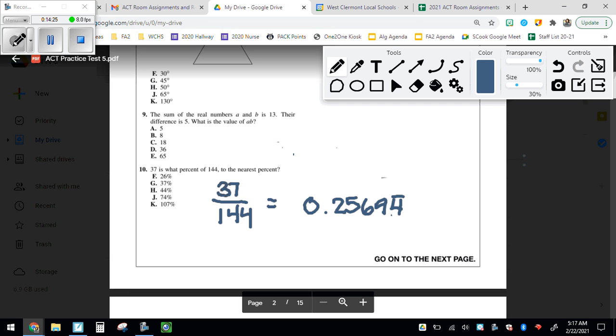All right, so let's look at our answer choices. Reminder, percent means to divide by 100. So 26% really means 26 divided by 100, which is 0.26. That's pretty close, 0.256, that's super close. Check the other ones, nothing else is going to come closer: 0.37, 0.44, 0.74, and 1.07. So the closest, and notice that it says to the nearest. That means there's going to be some rounding going on. All right, so if you remembered that percent meant to divide, that one was super easy.